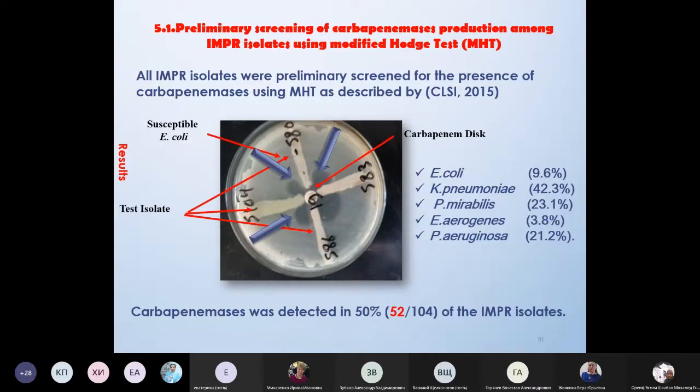It is a preliminary screening test for carbapenemase detection. It is called the modified Hodge test. The test was performed by the following method. We make a culture of Escherichia coli, which was a wild type of Escherichia coli. It was sensitive to imipenem, and as shown in the middle, we put a disc of imipenem antibiotic, and after that, the tested isolates, where we want to see their sensitivity and resistance, were streaked from the disc to the edge of the plate.